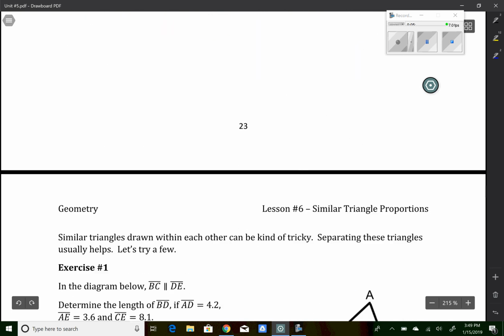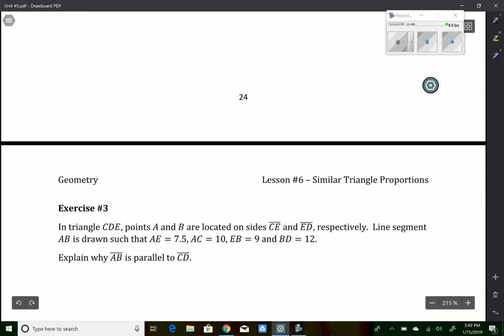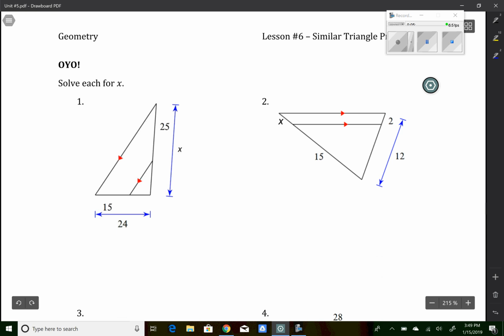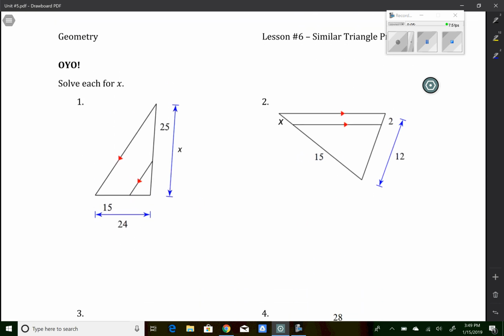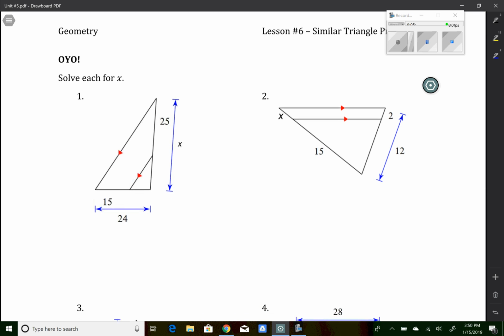So lesson number 6, we talked a little bit more about the proportions in these triangles, and we talked about how we could kind of split them up a little bit. The first thing I had you do here in class was the on your own exercises towards the end, right?